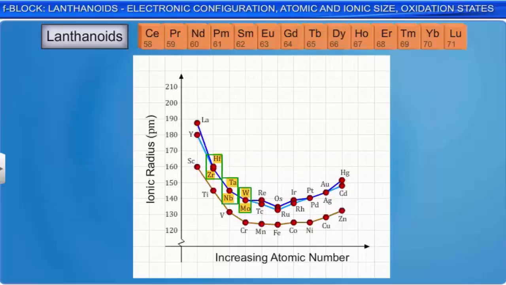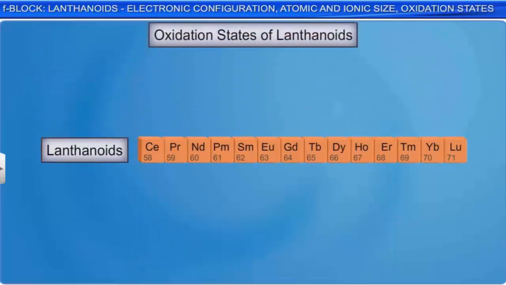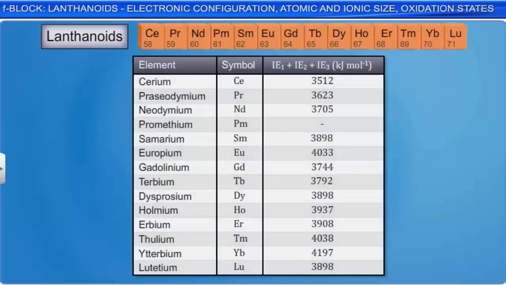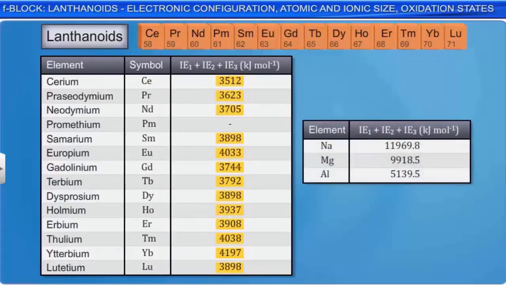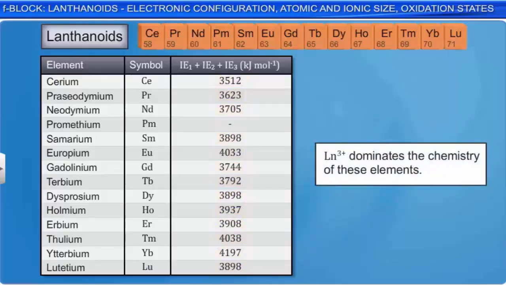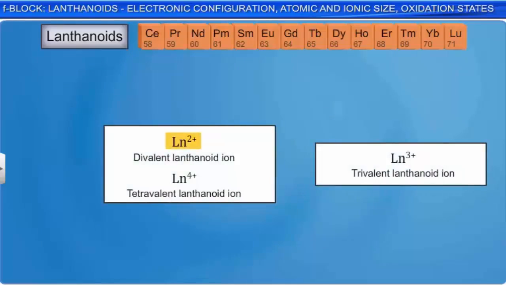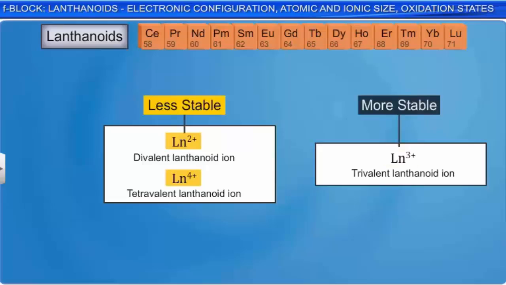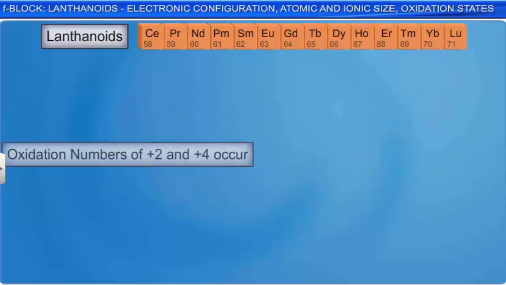Now, let us look at the oxidation states of these elements. The sum of the first three ionization energies for each element is given in the table. The values are low. Thus, the oxidation state of +3 is ionic, and the trivalent lanthanoid ion dominates the chemistry of these elements. The divalent and tetravalent lanthanoid ions that do occur are always less stable than trivalent lanthanoid ions. The oxidation numbers of +2 and +4 do occur, particularly when they lead to a noble gas configuration, a half-filled f subshell, or a completely filled f subshell.